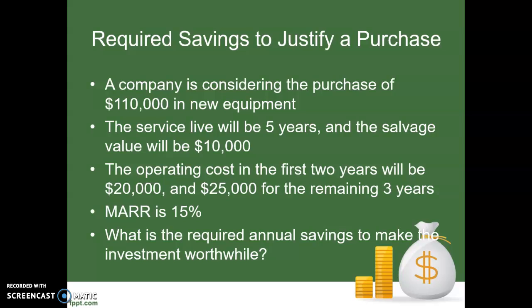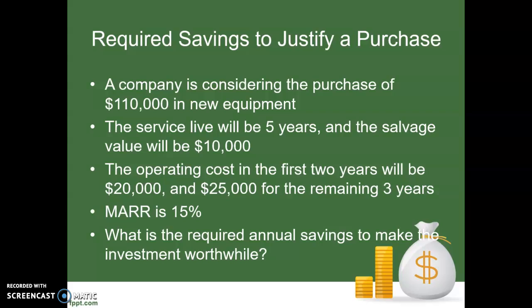We're going to work for a company that's considering purchasing a new piece of equipment that's $110,000. This piece of equipment will be in service for 5 years, and at the end of that 5 years, we'll be able to salvage it or sell it for $10,000. In addition to the cost of purchasing the equipment, it is going to require operating costs. In the first 2 years, those costs will be $20,000. In the 3 following years, it will be $25,000.